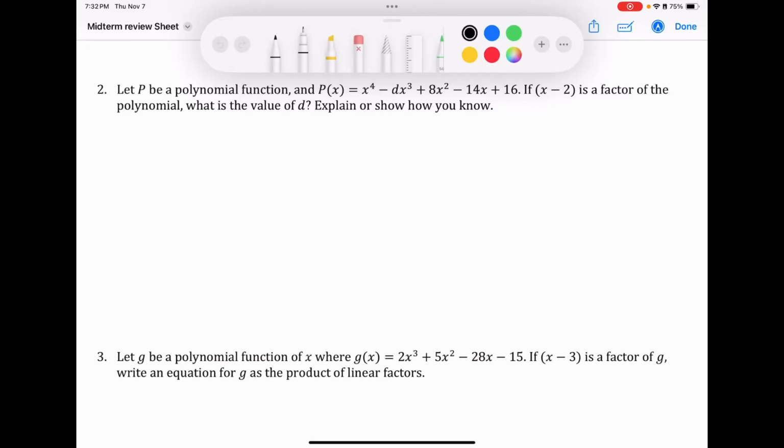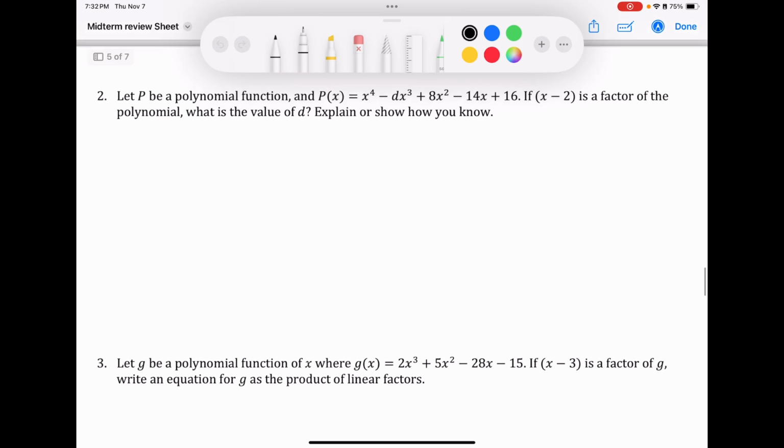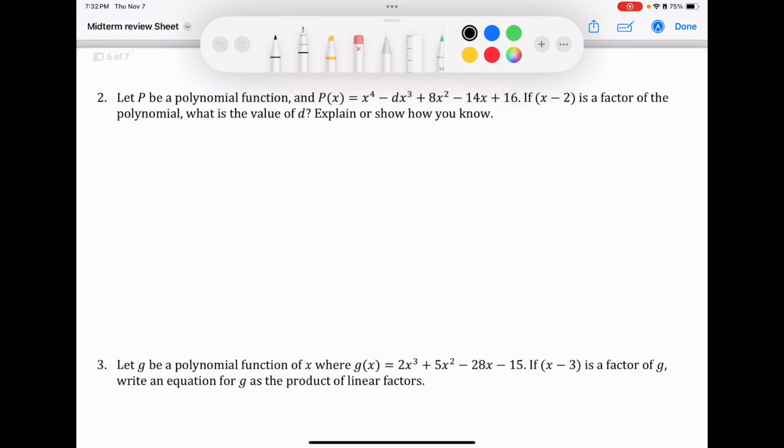All right, so this is short response question number 2. It says let p be a polynomial function and p of x equals x to the fourth minus dx cubed plus 8x squared minus 14x plus 16. If x minus 2 is a factor of the polynomial, what is the value of d? Explain how you know.